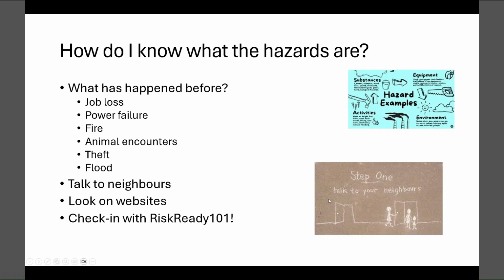So how do I know what my hazards are? Well, there's different ways to do it. You could look at what's happened before, either on your own personal experience, or if you're new to an area or wanting to find out about the area you're in, looking and talking with people about what's happened before.